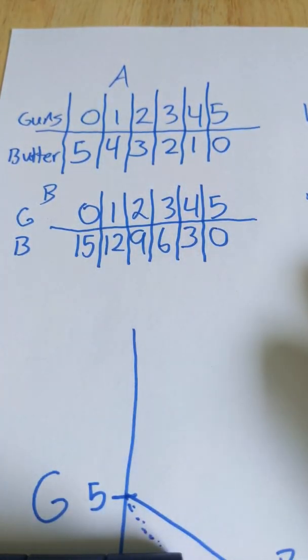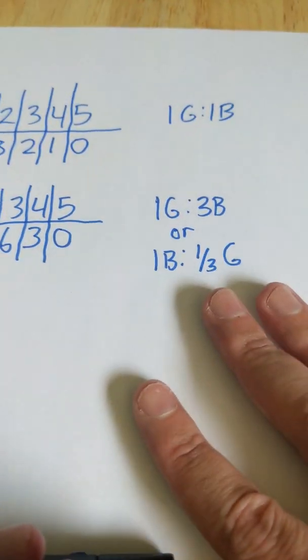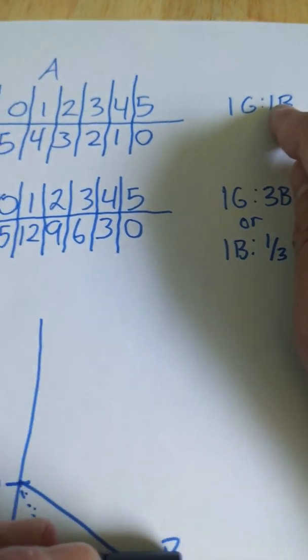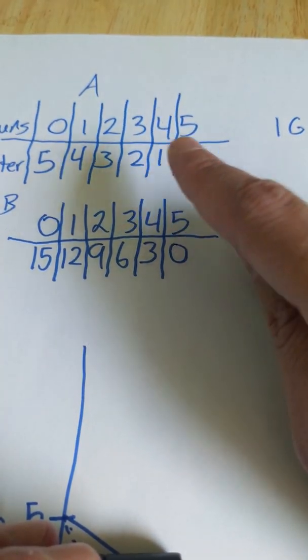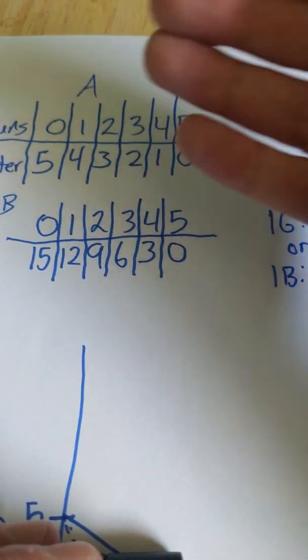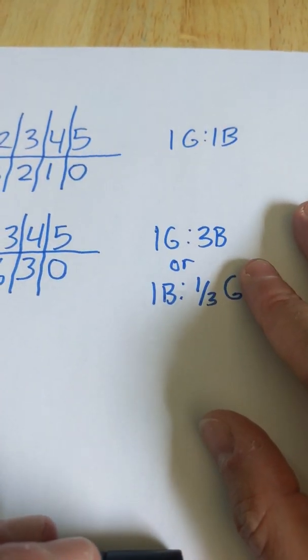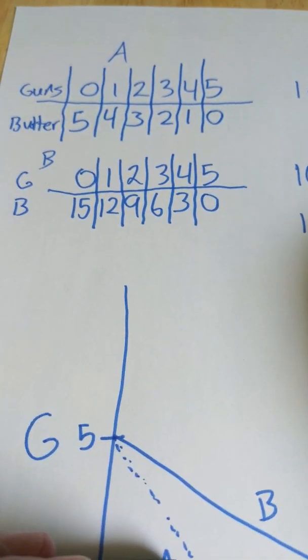So the way we notate that is, 1 gun, 1 butter is the trade-off. Their opportunity cost for 1 gun is 1 butter. Every time they want to make 1 gun, they have to give up 1 butter. I know, it's not realistic. Get over it.